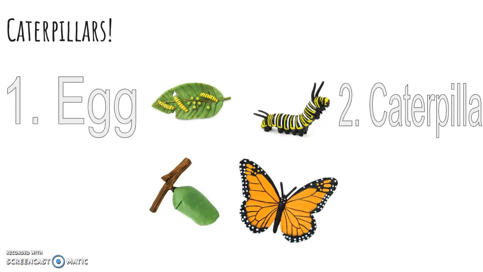This is the second step. This is the caterpillar. They're also called larvae. They don't stay in this stage very long. They usually eat a lot during this stage.